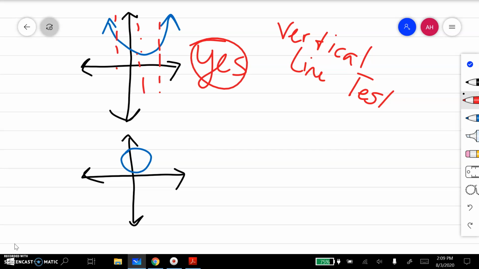So on the second one, if I take a vertical line and run it through this circle, how many times does it hit it? It hits it once, twice. If it hits it more than once, that means it's not a function. So this would not be a function.